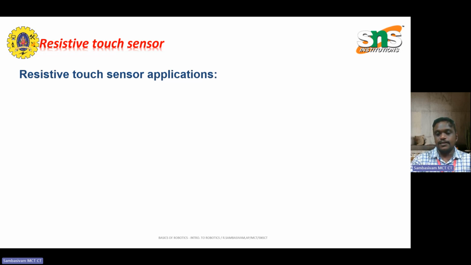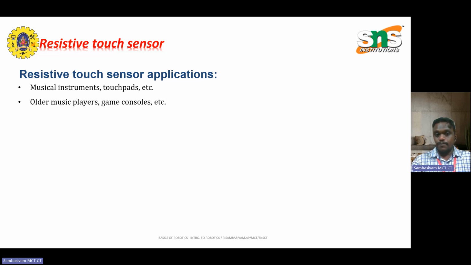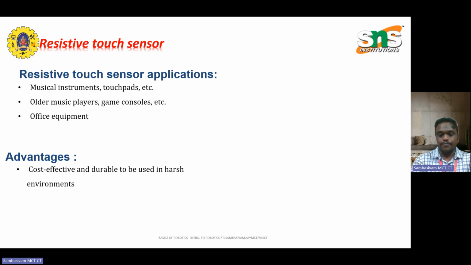An example application is musical instruments, such as guitars or violins, the musical instrument touchpads and old-time music players, and game consoles, where this type of sensor is sometimes used. Normally we also use them in office equipment like punching machines, fingerprint sensors, and biometric systems, which are examples of resistive touch sensors.